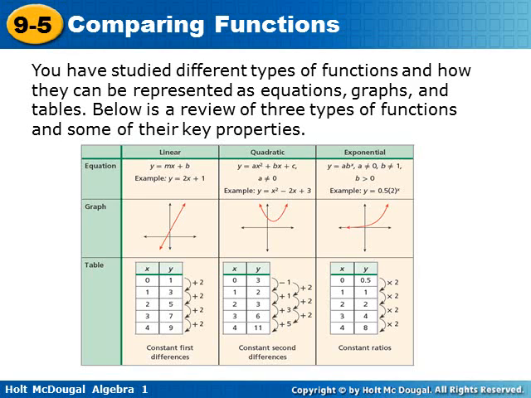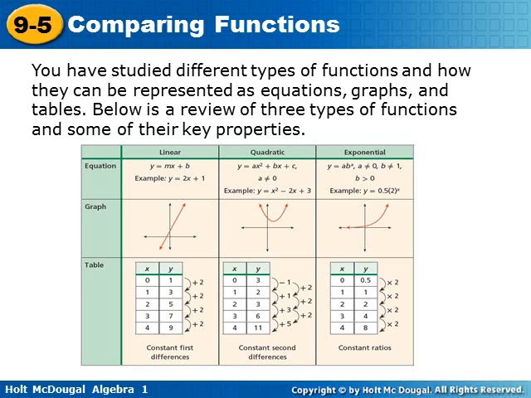For linear functions, the equation was y equals mx plus b. An example of that would be y equals 2x plus 1. 2 is the slope, 1 is the y-intercept. M is slope, b is y-intercept. The graph is a straight line. They always have constant first differences.